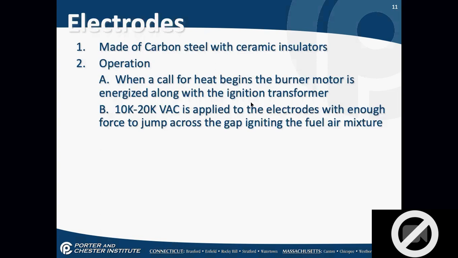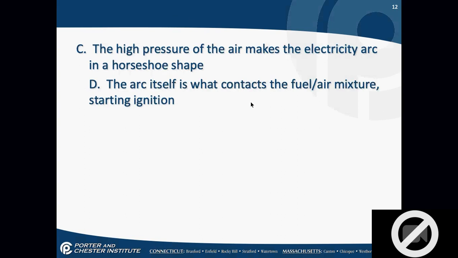We've talked about electrodes already. I'm not going to get into that again. The arc of the spark is what contacts the fuel-air mixture, starting the ignition. Once I have fire, do I need my ignition anymore? No. No.